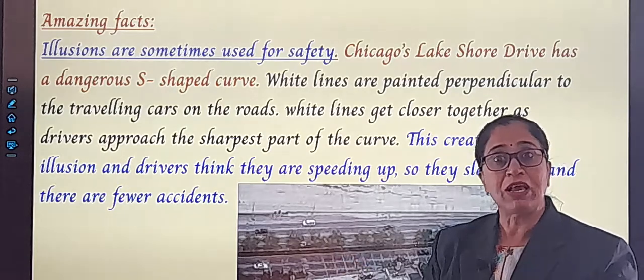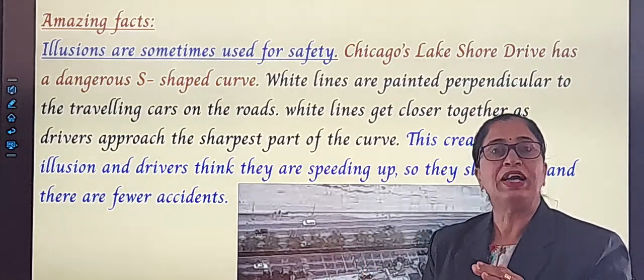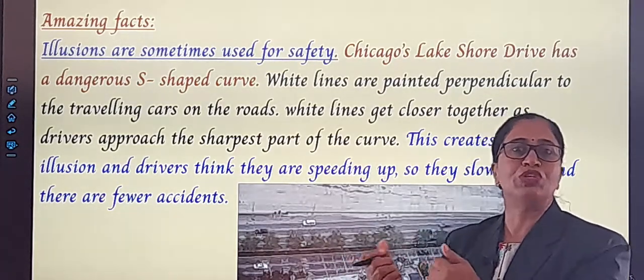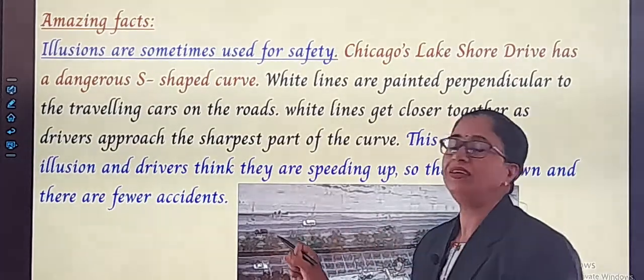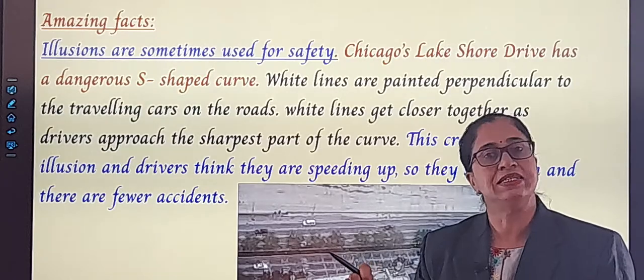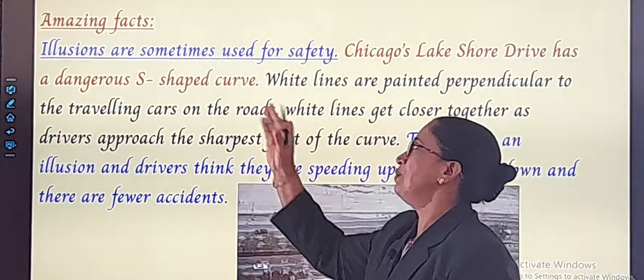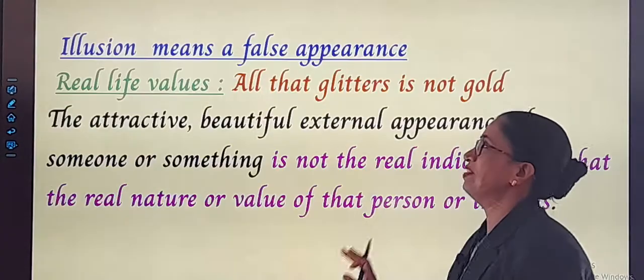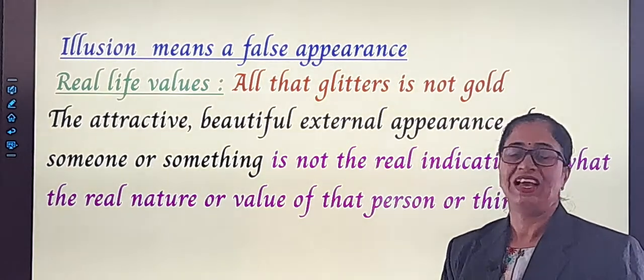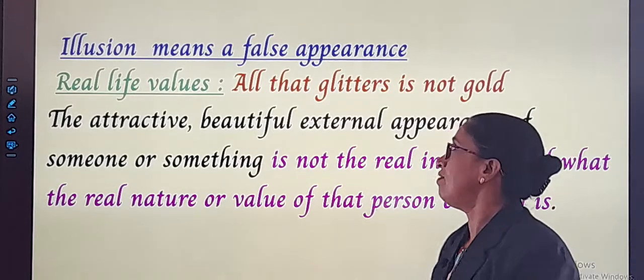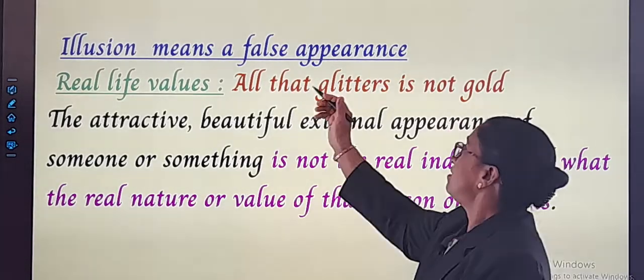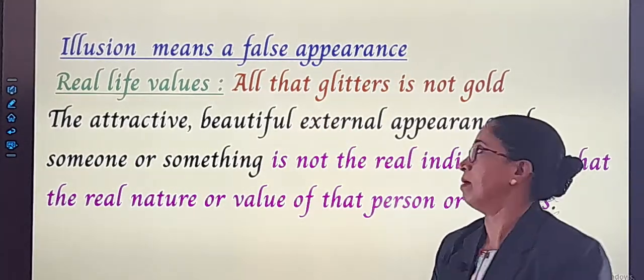They make use of this illusion to actually compel the drivers to slow the speed. And because it is done, accidents are avoided. So, illusions can also be used for the purpose of safety and for real life value. In real life value, I could say this is the proverb which you should remember.